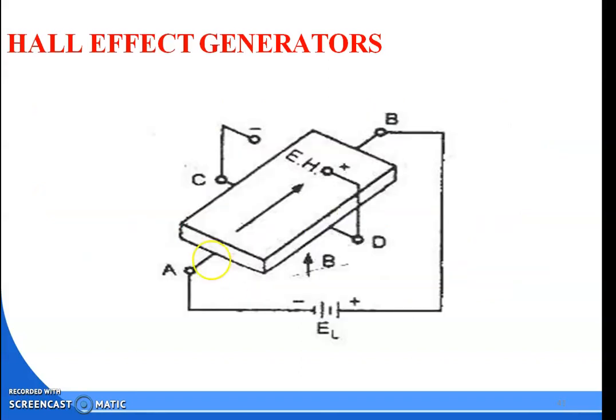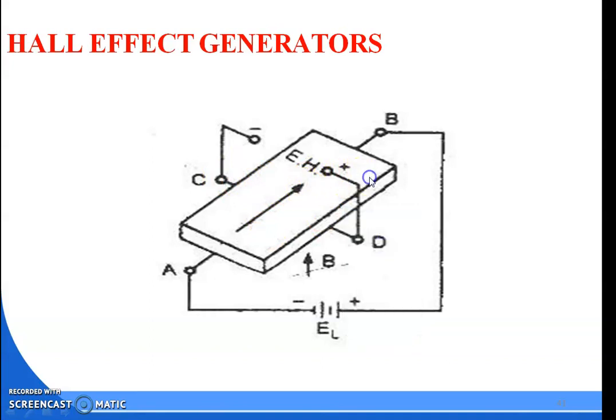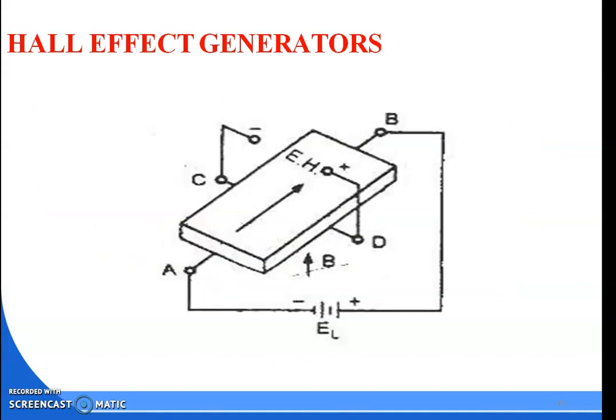See the diagram. Here EH is developed. That means here EMF is developed on opposite sides. So EH is generated between the other two contacts, C and D. This voltage EH is a direct measure of magnetic strength and can be detected with a simple voltmeter. How much voltage is generated will be indicated by a voltmeter.